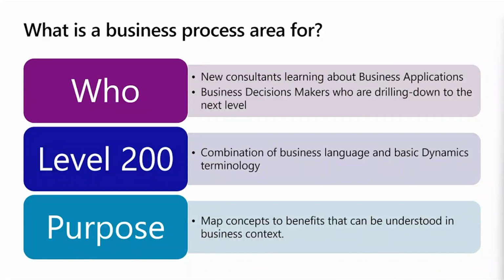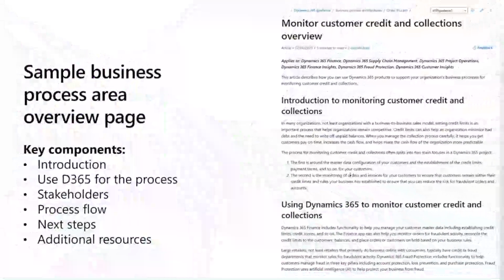You're not going to find a whole lot of how-to information. It's still more about the why of a particular process, and which products and which features at a more detailed level, along with those benefits. So here you can see a sample. This is that monitor customer credit and collections page with all of the sections that are included in there. The screenshot doesn't show all of them, so I'm going to switch over and do a live demo for you here.